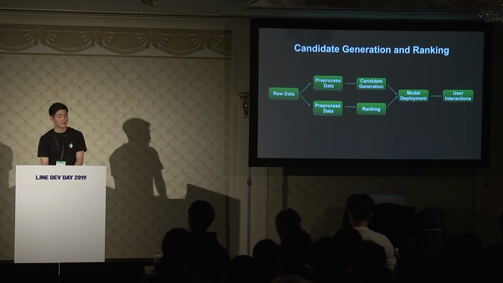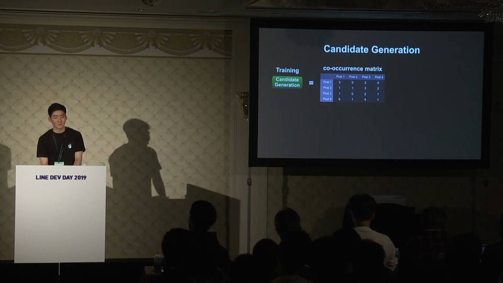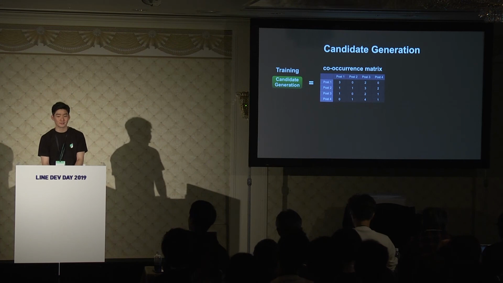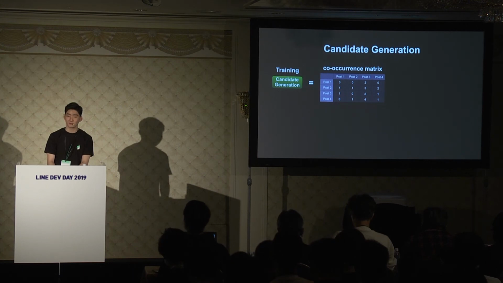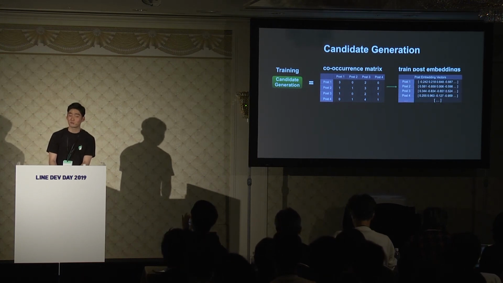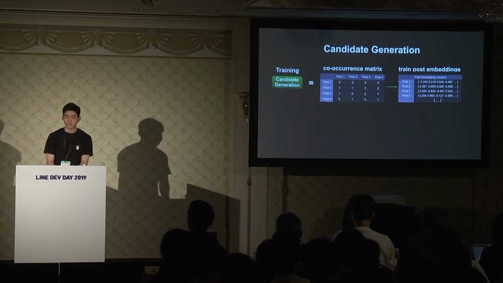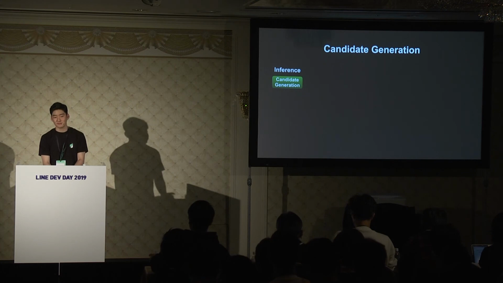And the candidate generation phase here has two components. The first component is the training phase. In this phase, we start with the post co-occurrence matrix or a post sequence matrix. With this data, we transform them into post embeddings, like we saw earlier. The inference phase is a little more complicated.